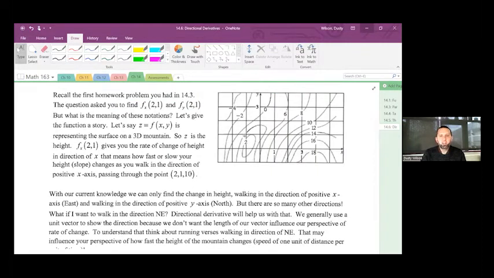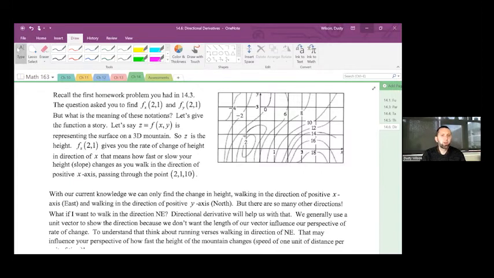The question asked you to find the partial derivative of f with respect to x at 2, 1, and the partial derivative of f with respect to y at 2, 1. Well, what is the meaning of these notations? Let's give the function a story. Let's say that z equals f of x, y is representing the surface of a 3D mountain. So z is the height.